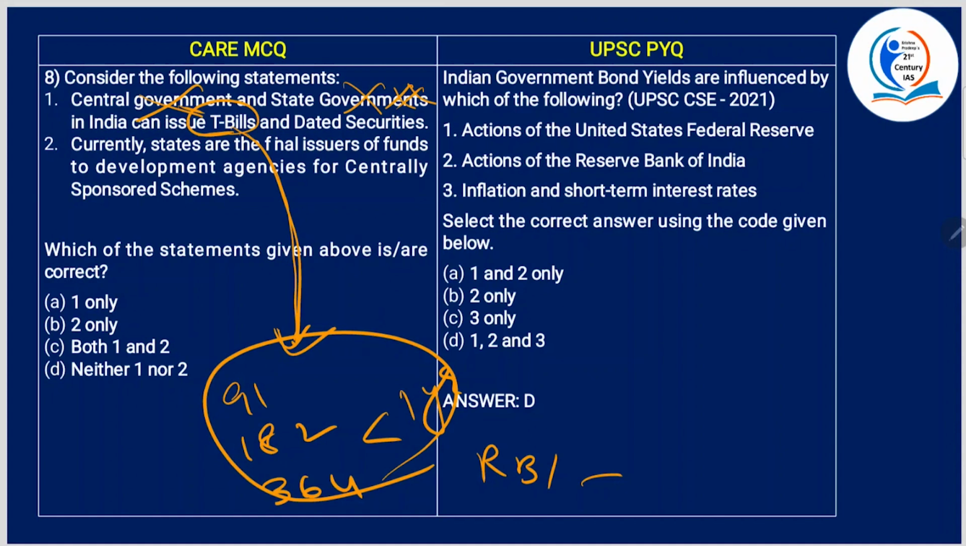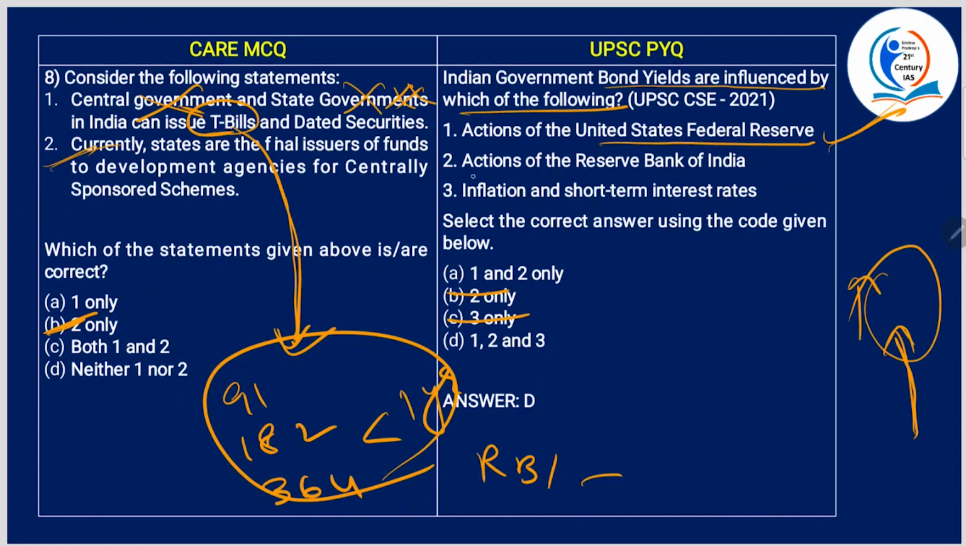Currently, states are the final issuers of funds to development agencies for centrally sponsored schemes. This is correct. 2 is correct. So, B is right. Okay. Now, Indian government bond yields are influenced by which of the following? Actions of the United States Federal Reserve? Yes, because if there is increased interest rates, then money from the emerging markets will flow out from their country to this country, no? So, one is correct.